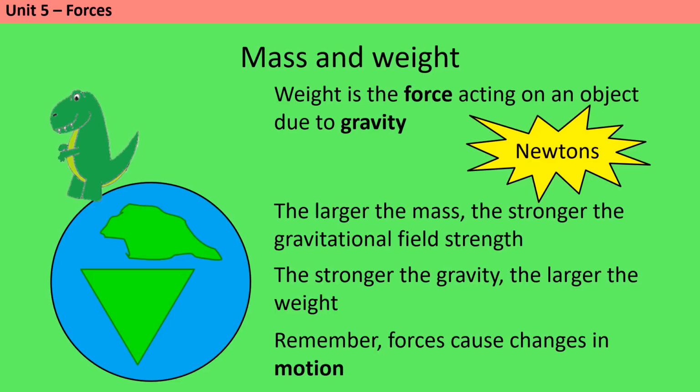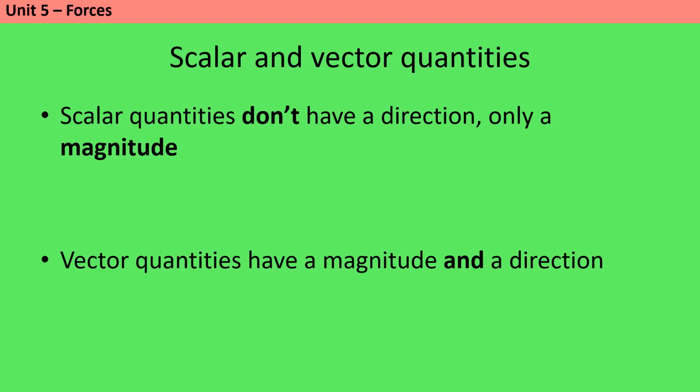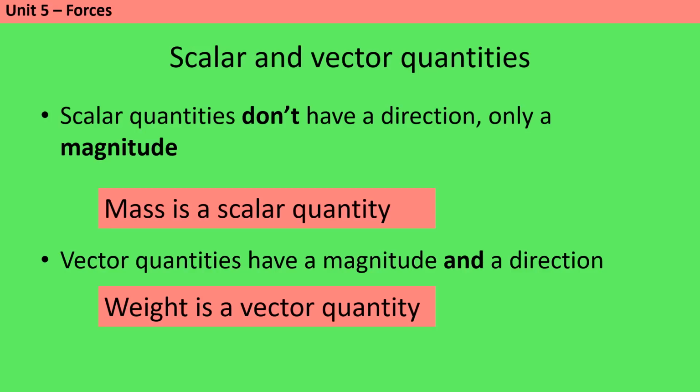So for instance, you've probably seen videos of astronauts jumping on the moon, and because their weight is small, because the gravitational field strength of the moon is smaller than the Earth, they can jump higher and they can jump further. So to link back to our earlier point, scalar quantities don't have a direction, they only have a magnitude. So mass is an example of a scalar quantity. Whereas weight is a vector quantity because your weight has a direction, it's pulling you down towards the Earth.